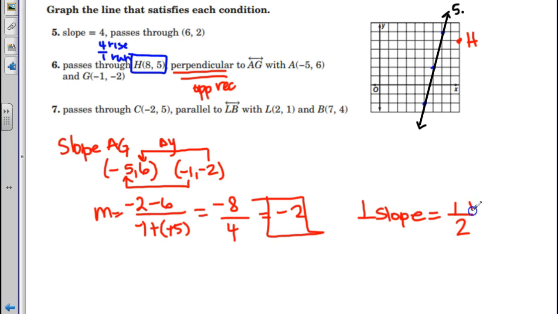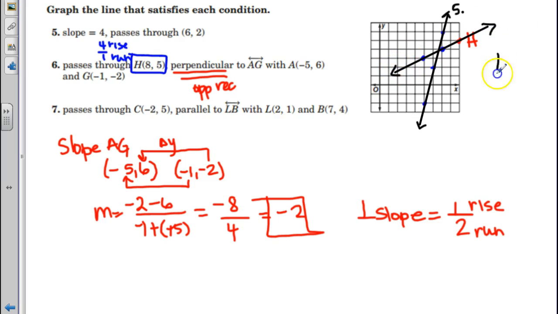All right, so from H, I'm going to rise and run. So I'm going to go up 1, right 2. However, if I go up 1, right 2, I'm off the paper. So I'm going to go down 1, left 2. Down 1, left 2. So there's my line for number 6. Whoosha.